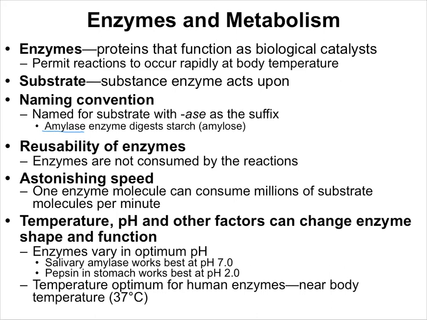Most human enzymes are going to work at the human optimal body temperature, which is 37 degrees Celsius. That's 98.6 degrees Fahrenheit, but you should get used to thinking in Celsius for this class, because we do a lot of stuff in Celsius. Make the body too hot or too cold, those enzymes don't work very well.